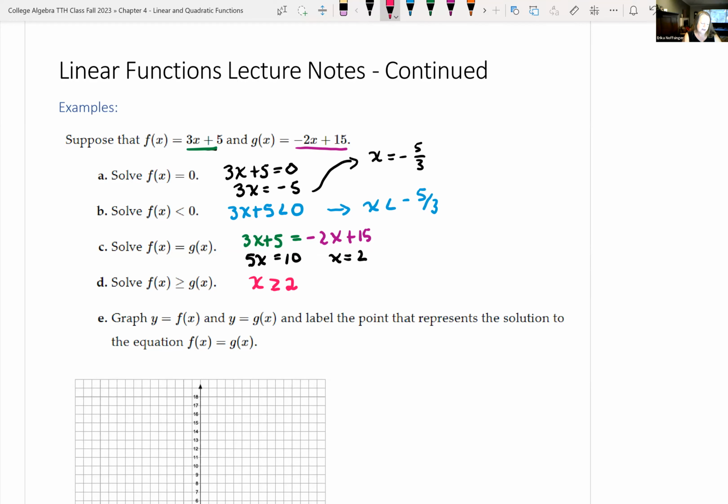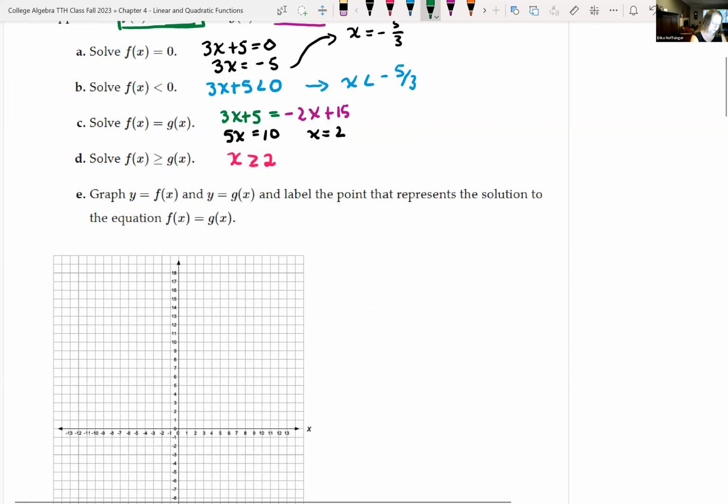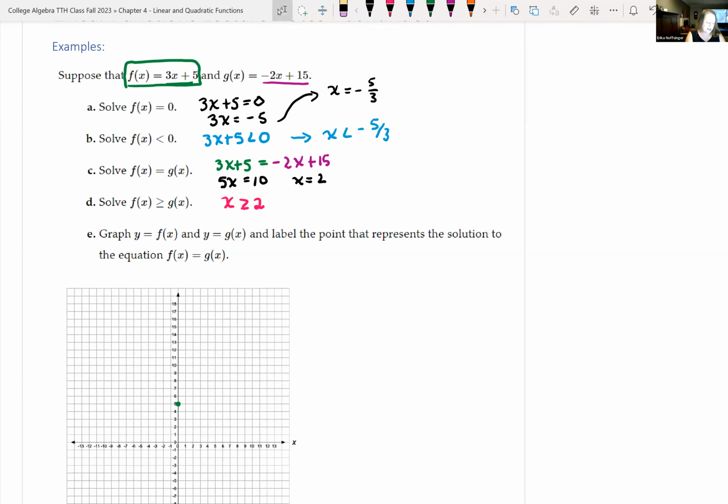Next part says graph f of x and g of x and label the points that represent the solution to the equation f of x equals g of x. Our equations are already in the form y equals mx plus b. I noticed that the y-intercept for my f of x function is 5, so I'm going to plot that. So I have a point at 0, 5.